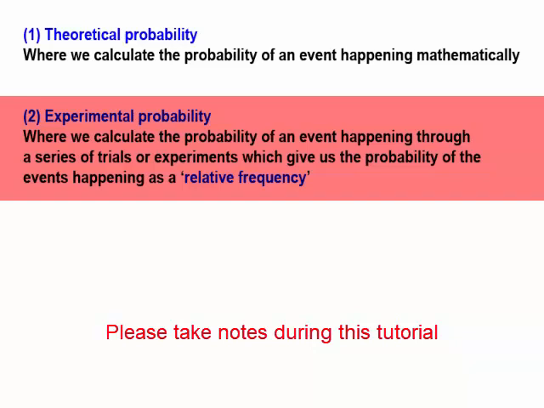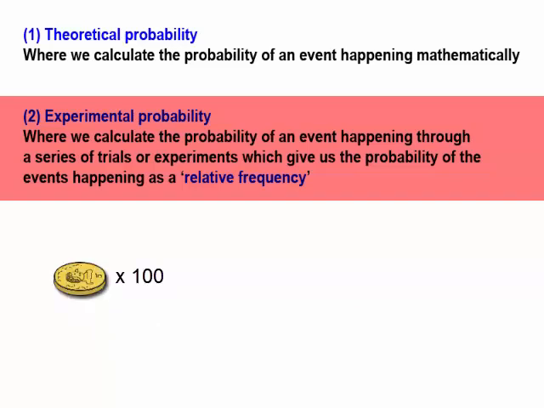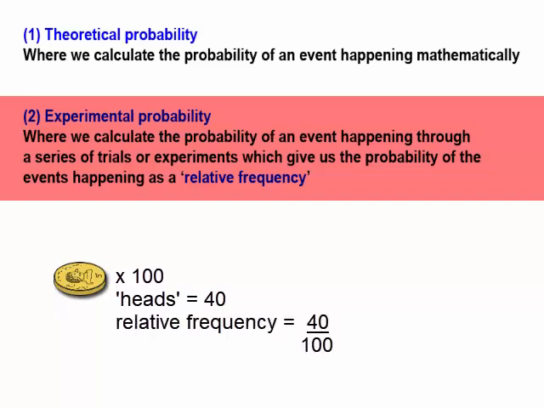The result of experimental probability gives us the relative frequency of the probability of an event happening. For example, say we tossed a coin 100 times and a head showed for 40 times. Then the relative frequency of our experiment would be 40 over 100. Remember, the same probability can also be expressed as a decimal, fraction, or percentage.